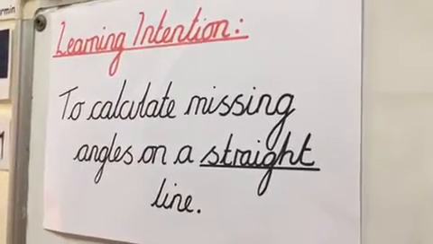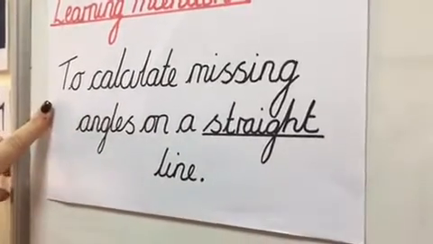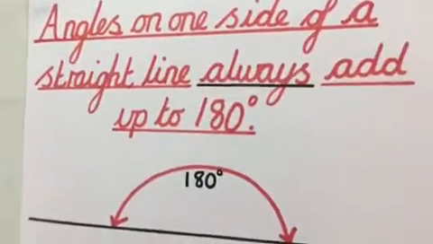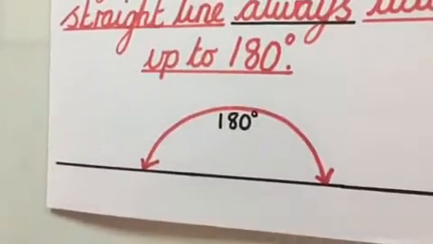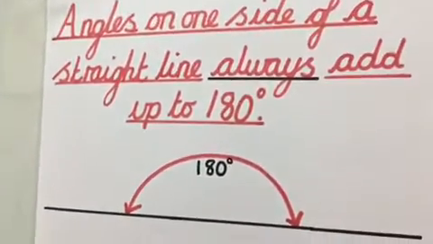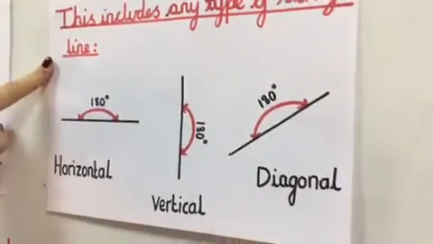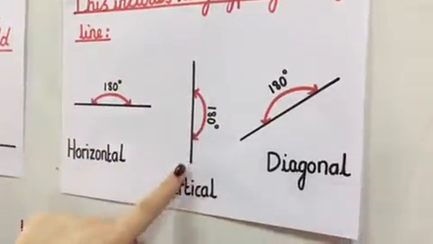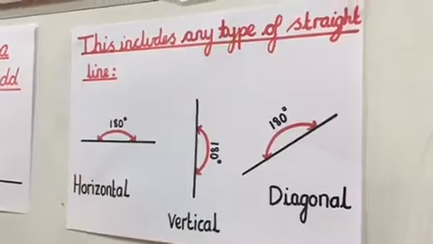This week we're going to be focusing on angles, and we're going to start by calculating missing angles on a straight line. Okay, so angles on a straight line always add up to 180, as you can see here. We're going to be looking at these today and finding the calculations. So this can include any type of straight line, whether it's horizontal, this line here, vertical, going down, or diagonal. They always add up to 180.